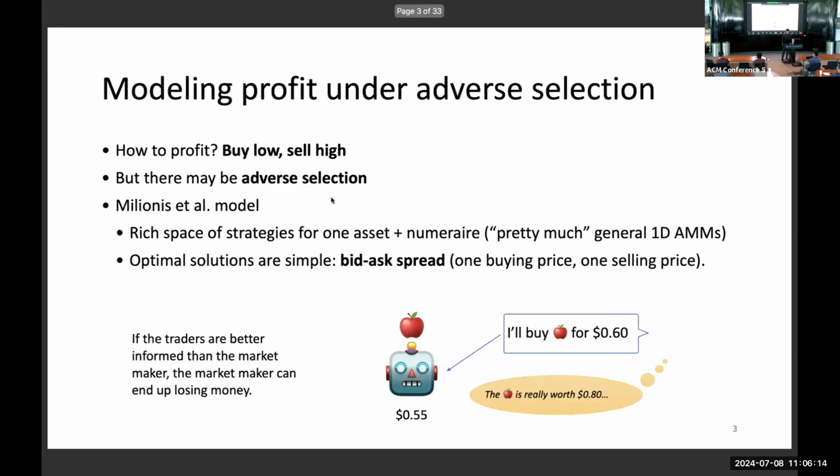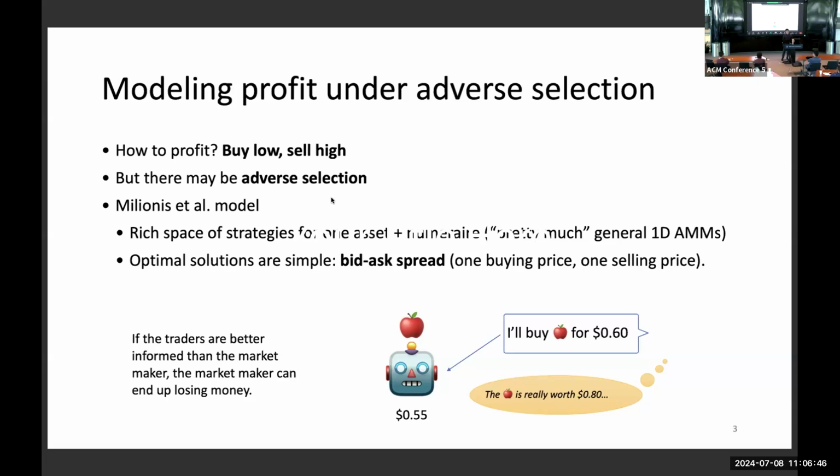But another possibility is that the trader might have some private information that suggests the fair value of an apple is now actually higher than 60 cents, maybe 80 cents. And if that is the case, it's really bad for the market maker because we actually are losing money by providing this trade. So it's very crucial to take into consideration adverse selection when designing market making strategies.